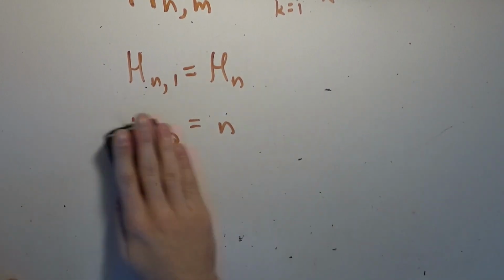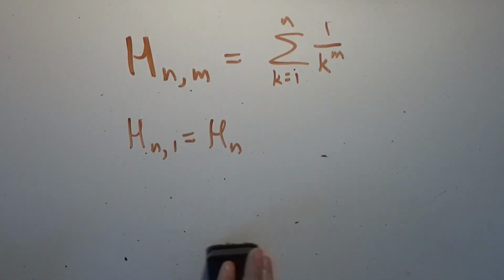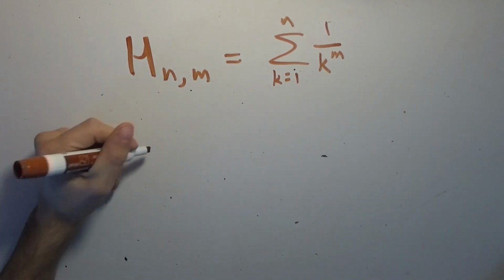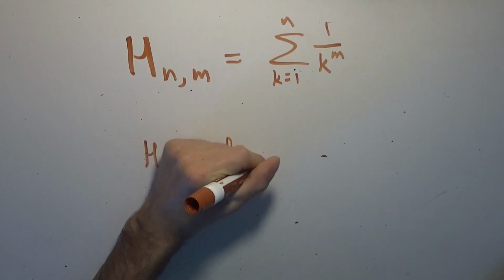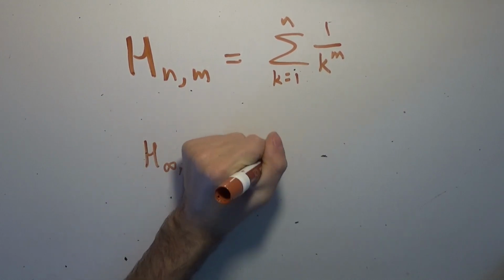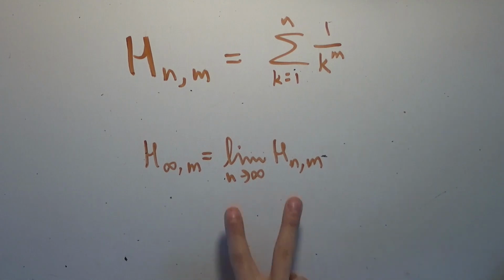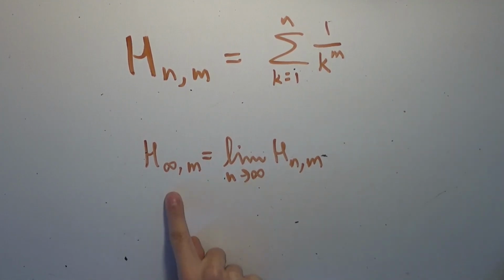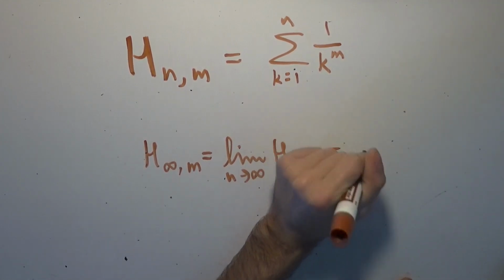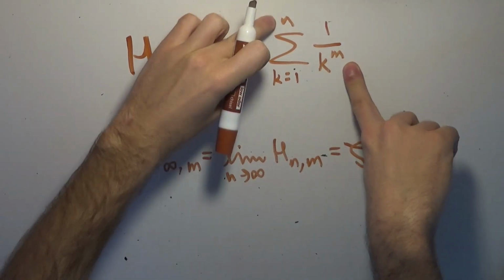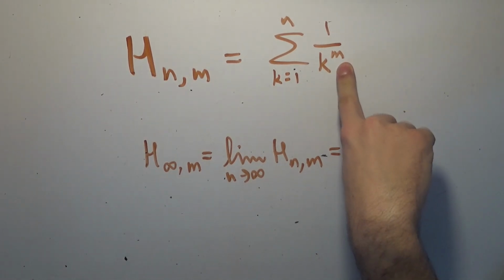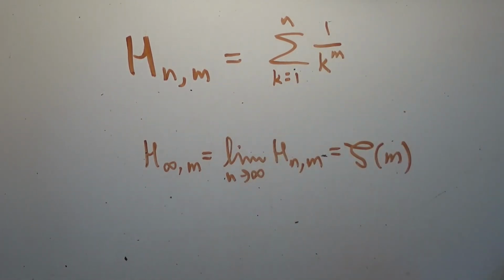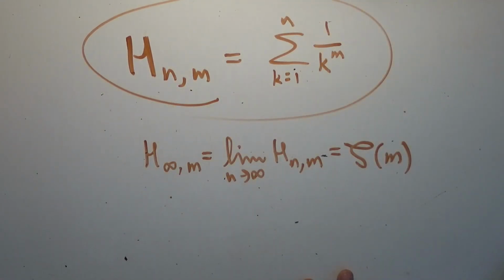But more interestingly, if we allow for n to go to infinity in this way, h sub infinity comma m, which is equal to the limit as n goes to infinity of h n m. So instead of writing all this, if I ever mean to write this, I'm just going to write this. This is actually just zeta of m, right? Because if n goes to infinity, then this is the whole sum from k equals 1 to n, and the power is the input for the zeta function, so when n goes to infinity, we just get zeta of m.